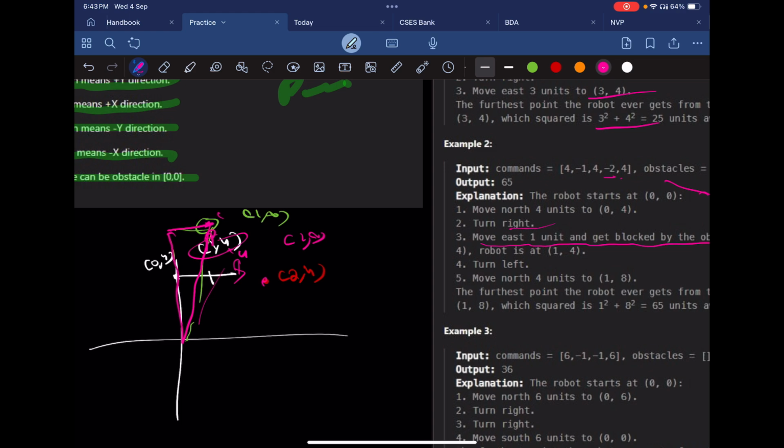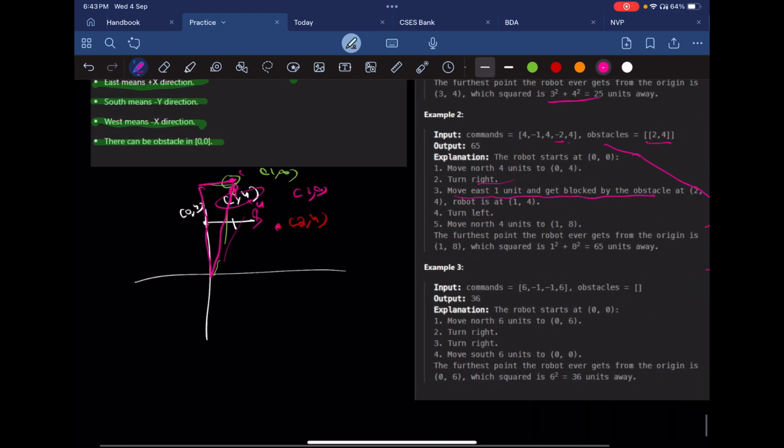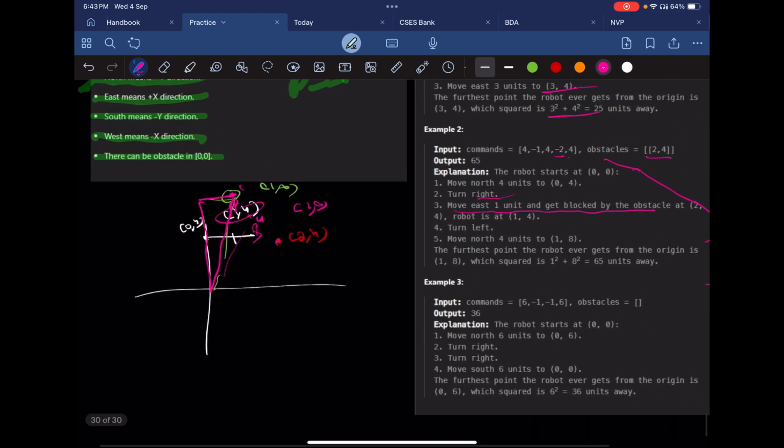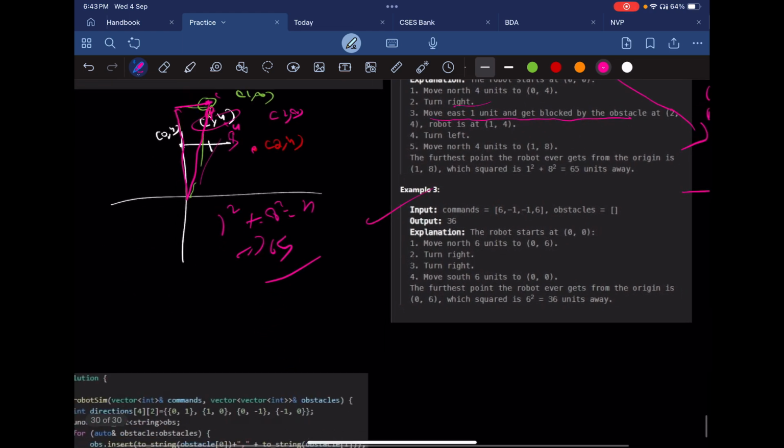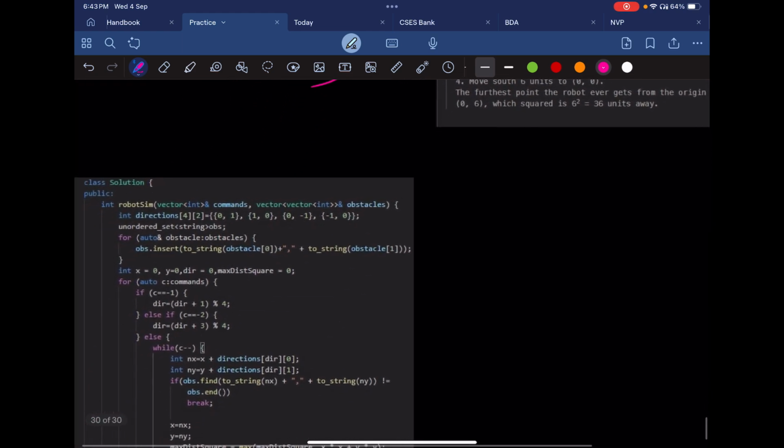Now we will be calculating the deviation distance. Here we will apply the Pythagoras theorem. So we'll get 1 squared plus 8 squared is equal to the hypotenuse squared, which is equal to 65 units away. Similarly for this example. So let's jump into the solution.